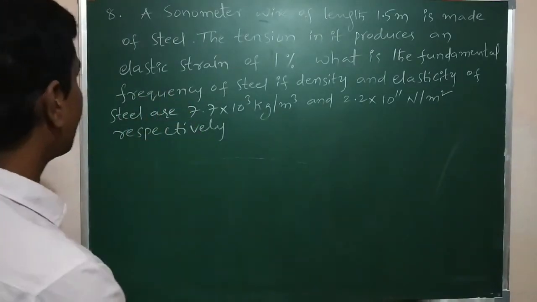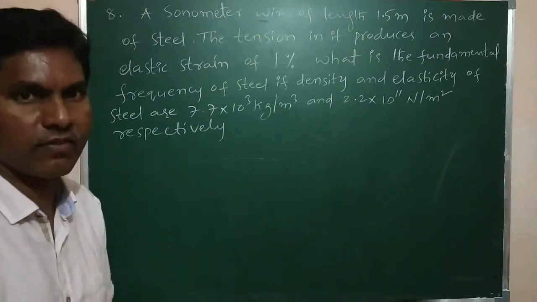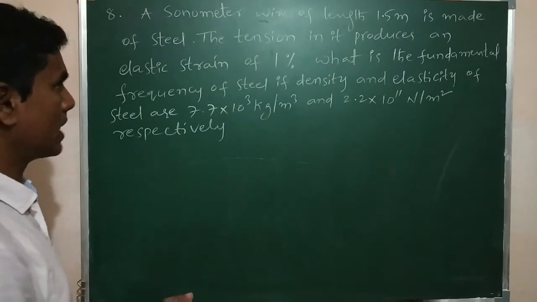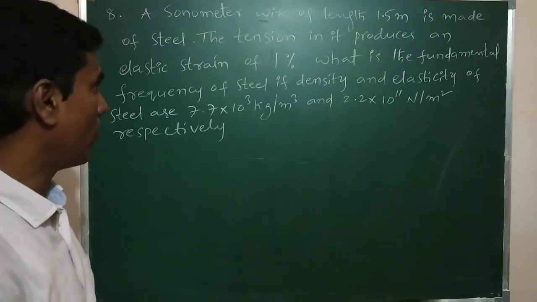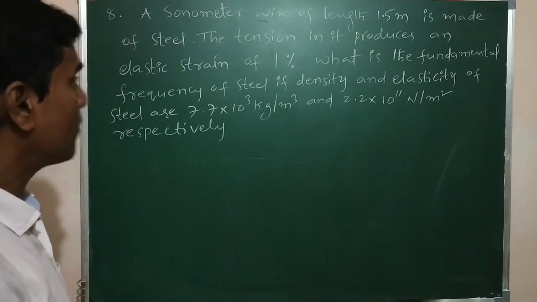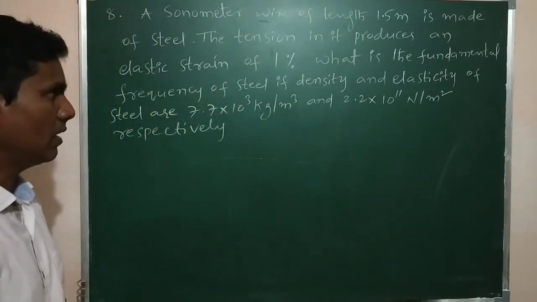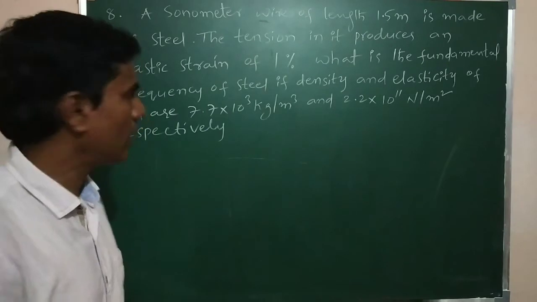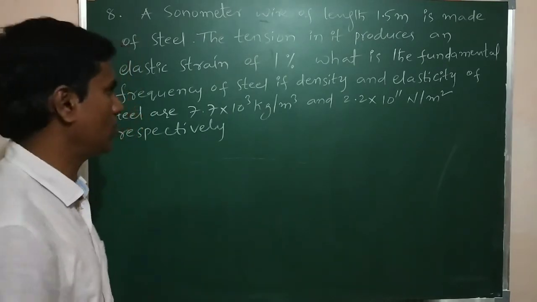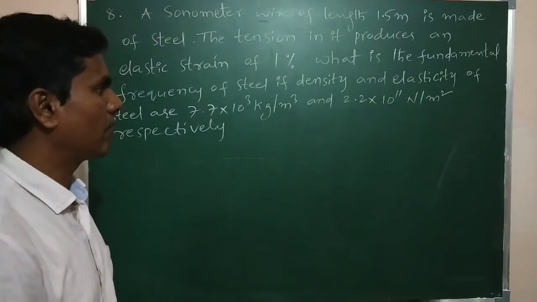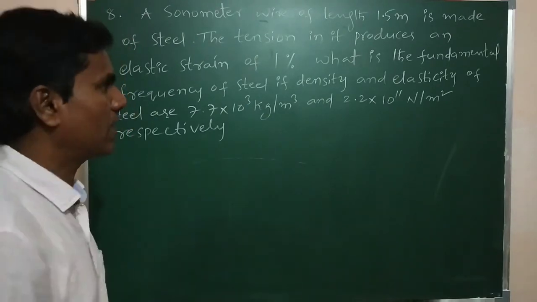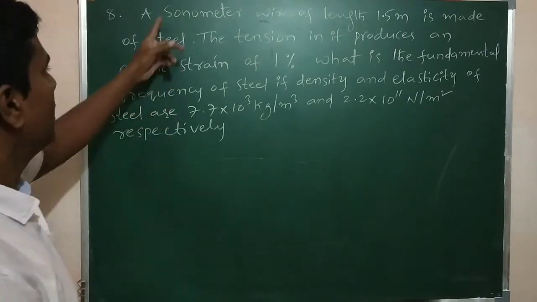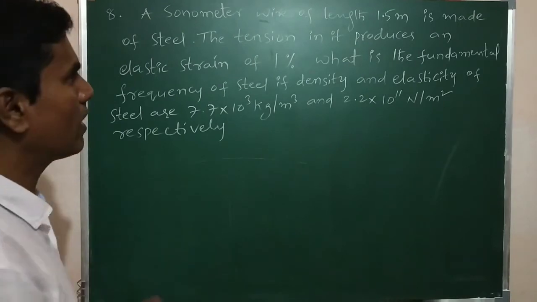So the next question is: a sonometer wire of length 1.5 meters is made of steel. The tension in it produces an elastic strain of 1%. What is the fundamental frequency of steel if density and elasticity of steel are 7.7 into 10 power 3 kilograms per meter cube and 2.2 into 10 power 11 newton per meter square respectively? So first of all, what are the given quantities in the question? We can write now.